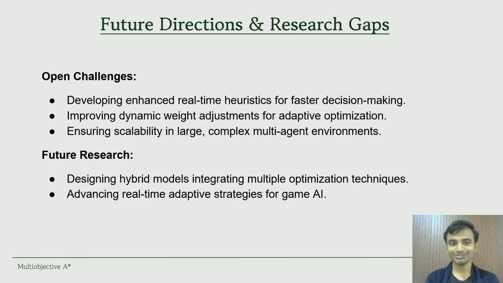Moving on to the next slide, there is future direction and the research gap. In the future direction, we can enhance the real-time heuristic, which makes decisions really fast, in a timely manner, and we can improve the dynamic weights for the adjustment of adaptive optimization, and also scale the model in a large complex manner in different environments and adjust the complexity of the models. And moving on to the future research, we can design a hybrid model to integrate multiple objective techniques or enhance the time to adapt to game AI.